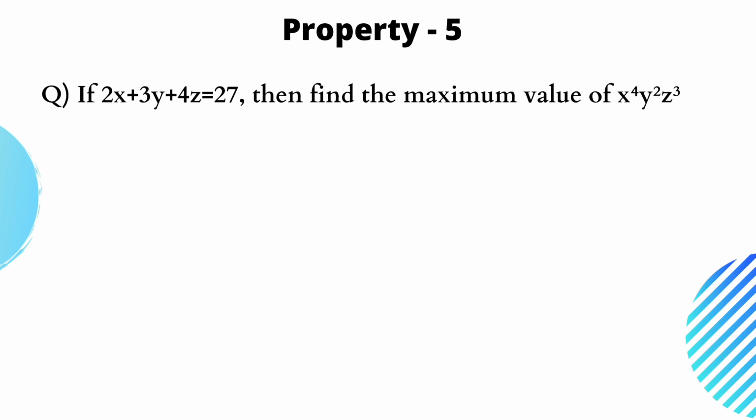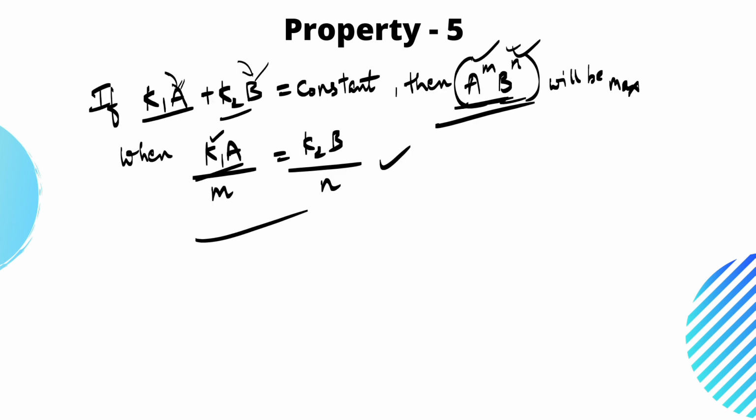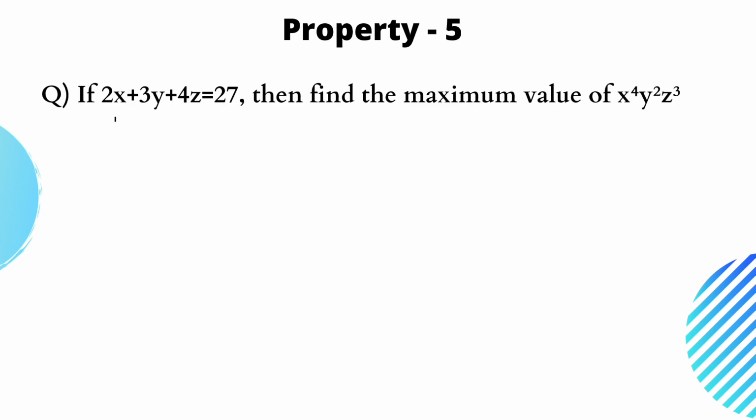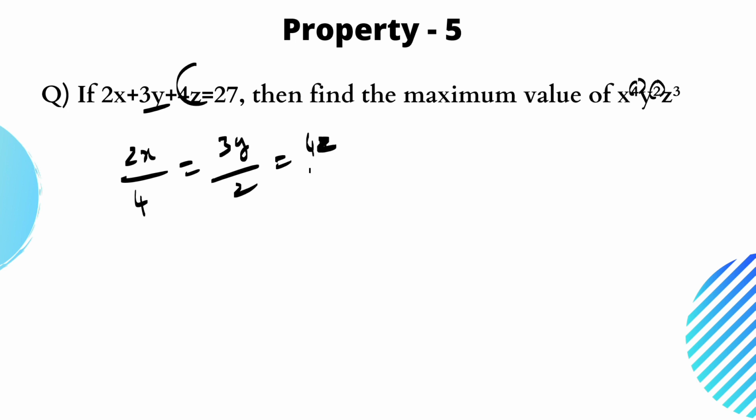Okay, and we know the fifth property, which is k1a by m is equal to k2b by n. So in this case, 2x by the power 4, 2x by 4 must be equal to 3y by the power of y, so 3y by 2, and this will be equal to 4z by the power of z, which is 3, right?